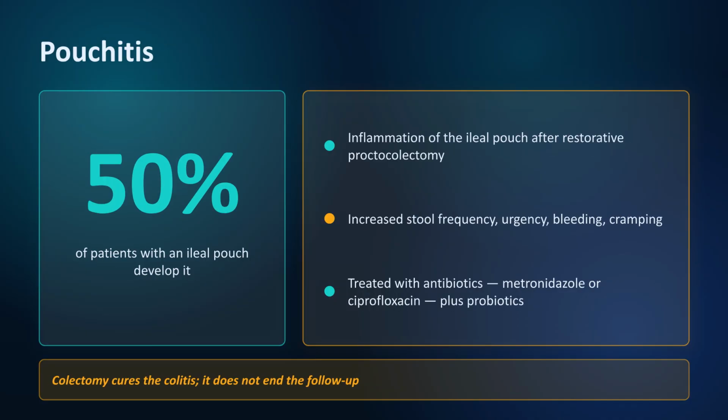Pouchitis is the complication after surgery. When the colon is removed and an ileal pouch is constructed, up to half of those patients will develop inflammation of the pouch itself. It presents with increased stool frequency, urgency, bleeding and cramping. In other words, it looks like the disease came back.